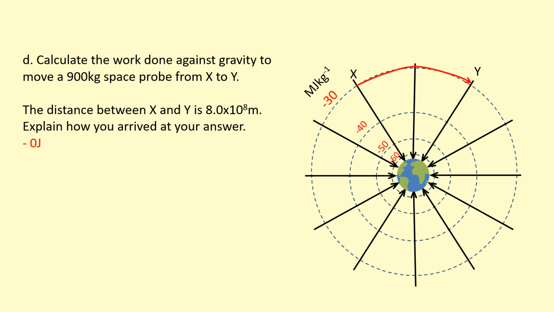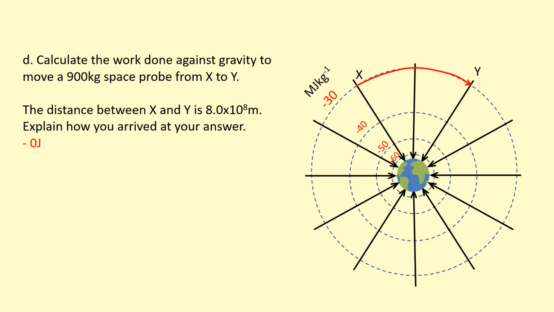Okay, why? Well, the simple answer here is because there's no change in potential. You're still at the minus 30 megajoules per kilogram potential, so no work has been done to move between those 2 points. So it doesn't matter which path you take. You can take a curved path. If the change in potential is 0, then there will be no work done against the force of gravity to do that movement.